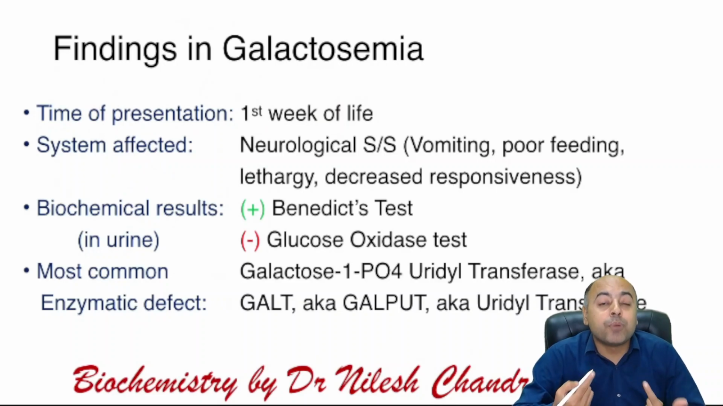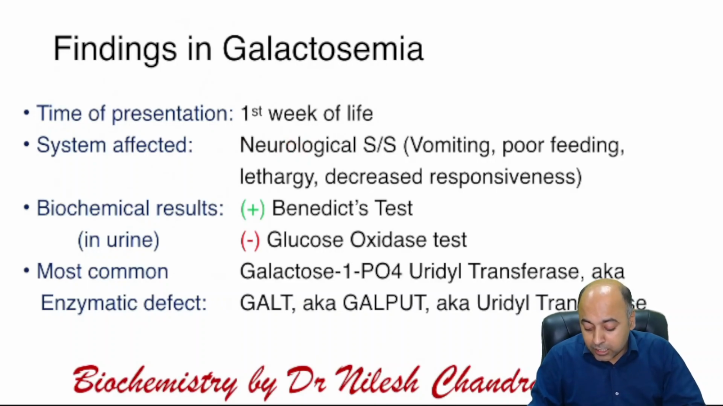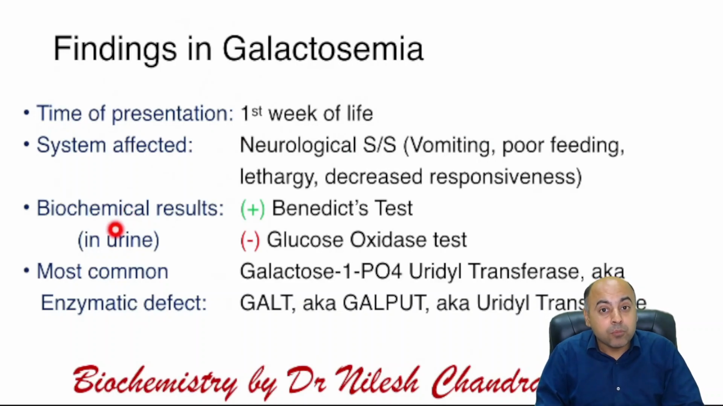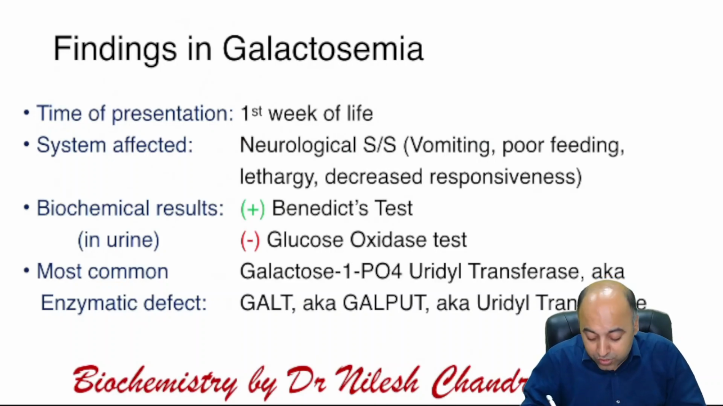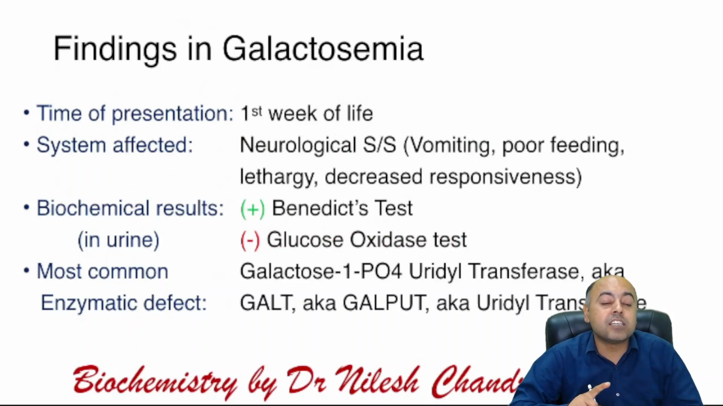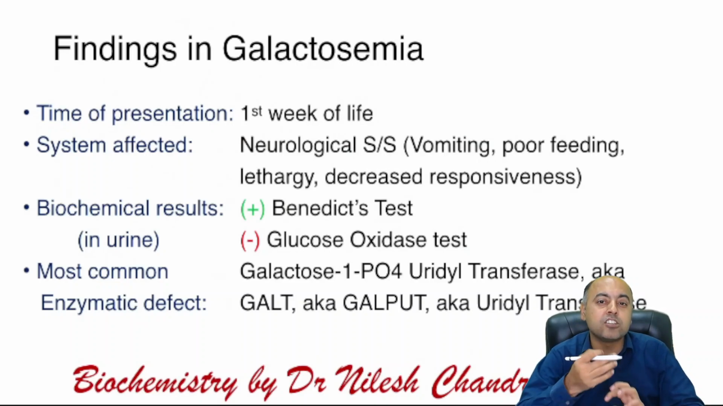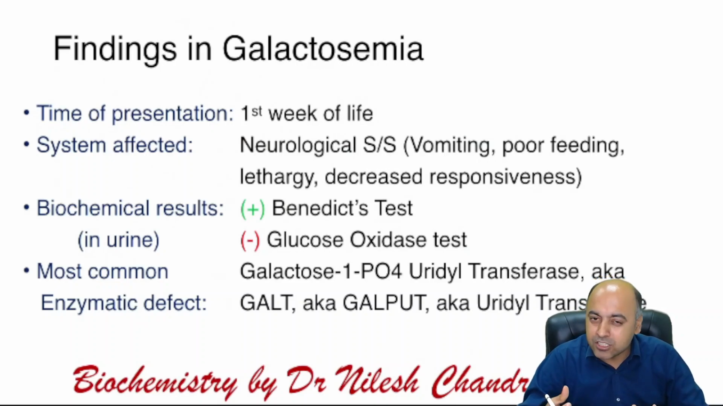The system affected in terms of presentation is the neurological system. So signs and symptoms relate to the neurological system, and common features would be vomiting, poor feeding, lethargy, decreased responsiveness. These would be the features which should arouse the suspicion of the examining clinician. On biochemical examination of the urine, you will find that Benedict test is positive, but the glucose oxidase test for glucose will be negative. Benedict test is non-specific for all reducing substances, including sugars, amino acids, vitamin C, etc. All of these will give the positive Benedict test, but the test for glucose will be negative.